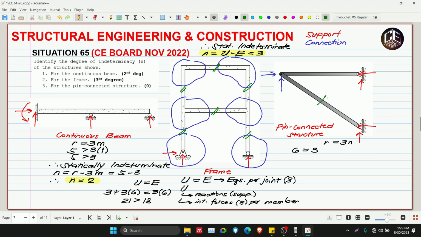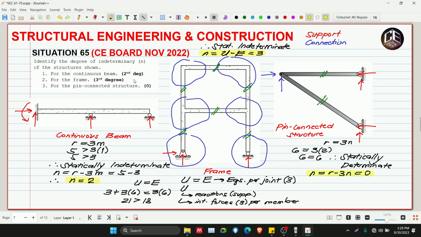We have 1, 2. We have 2 members. So, this is 6 is equivalent to 6. So since ang ating number of unknowns is equivalent to the number of equations needed for the structure, therefore, this is statically determinate. So since statically determinate yan, kapag kinuha natin degree of indeterminacy niyan, that is r minus 3n, so 6 minus 6 is equivalent to 0. Kaya ang sagot natin dyan is equivalent to 0.